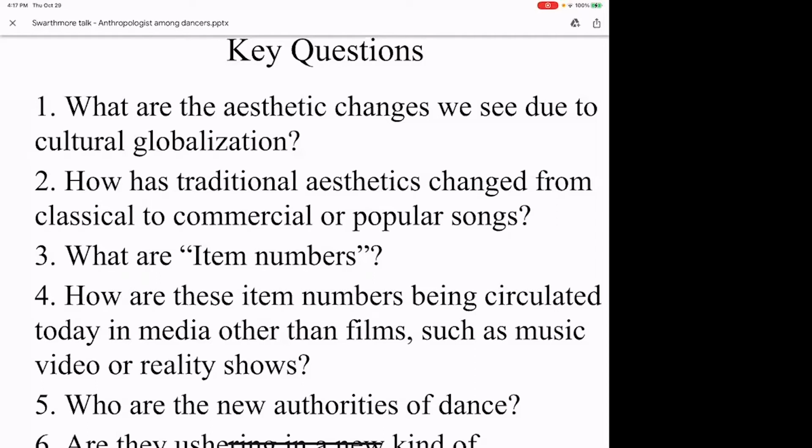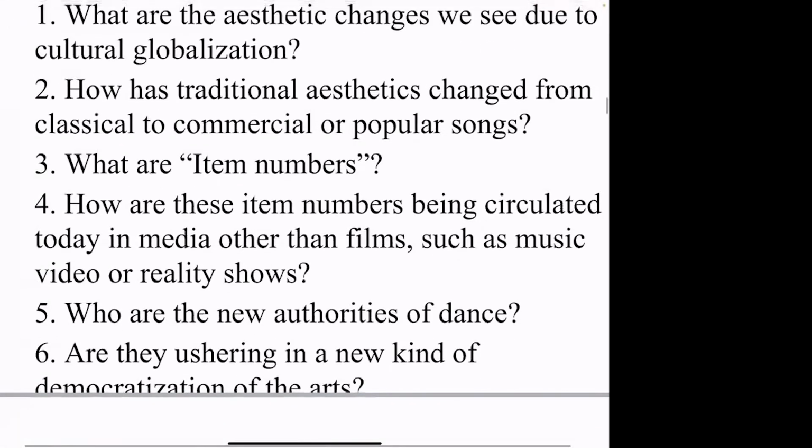Second question, how has traditional aesthetics changed from classical to commercial or popular songs? So basically you can see from classical to when we talk about Bollywood, it's more of a commercial context, right? Bollywood is a commercial cinema context. So what are those aesthetic changes when we are looking at song and dance? What are item numbers? And I'm going to elaborate what that is.